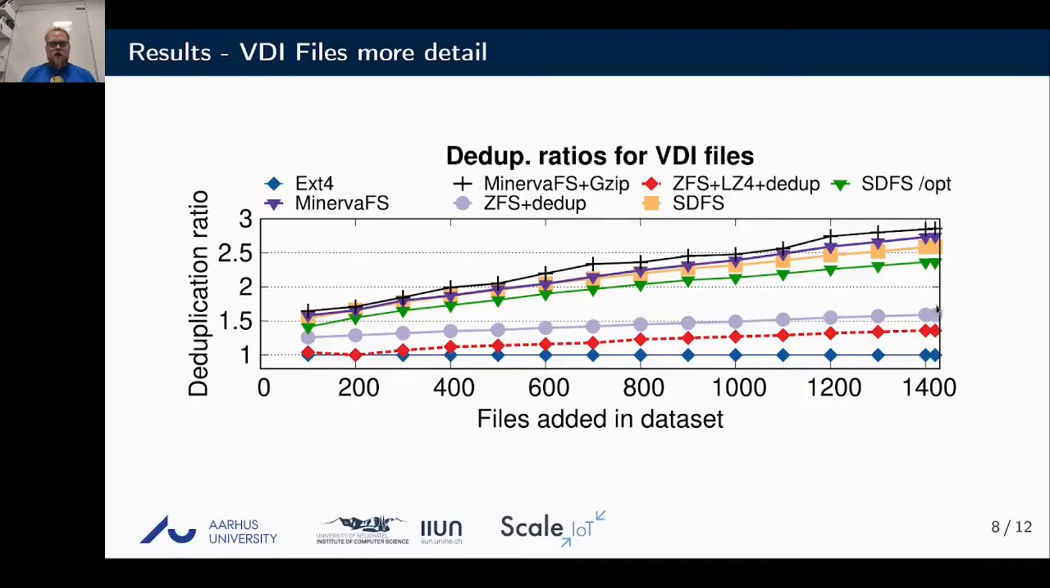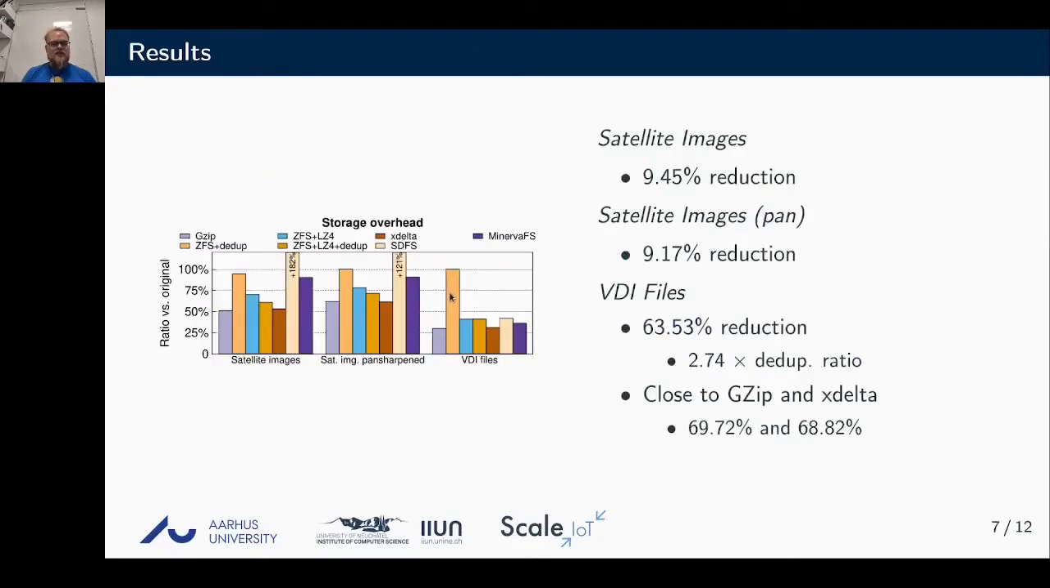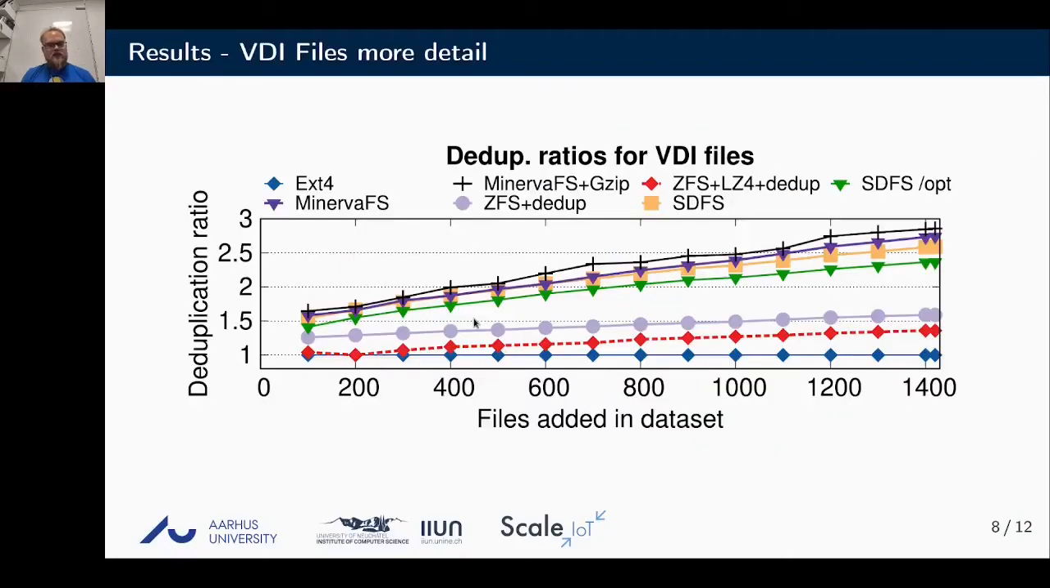Then why, when we look here, is there no deduplication? As I said, this is down to the scaffolding. Another thing we can also see here is that ZFS with compression LZ4 is actually close to GZIP or SDFS, for instance. But with deduplication, the compression is actually worse, which is even confirmed here.